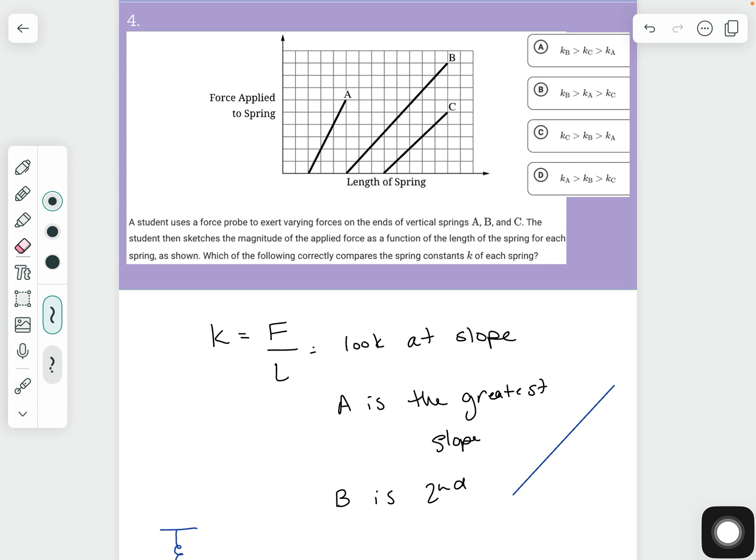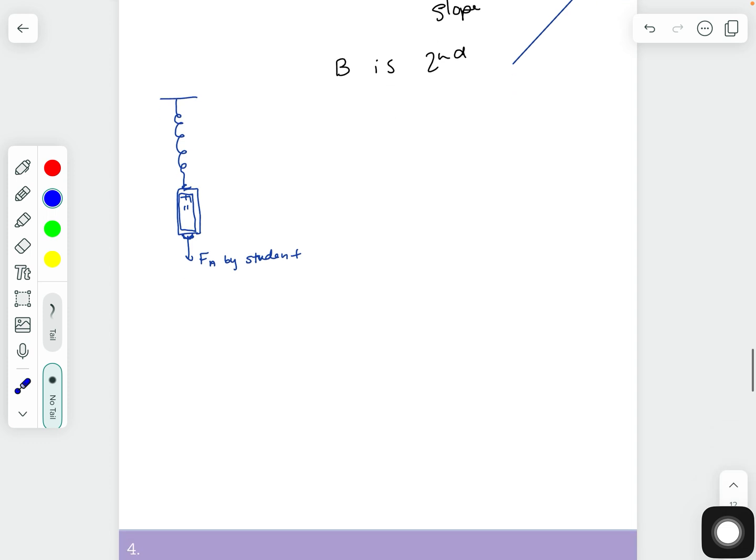So we have a student who uses a force probe to exert varying forces on the ends of vertical springs A, B, and C. The student then sketches the magnitude of the applied force as a function of the length of the spring for each spring shown. Which of the following correctly compares the spring constants of each spring? So let's just look at the setup here. We'd have a vertical spring, then we'd have an FA applied by the student.